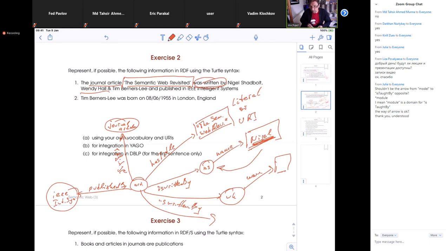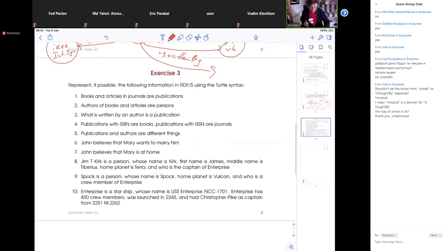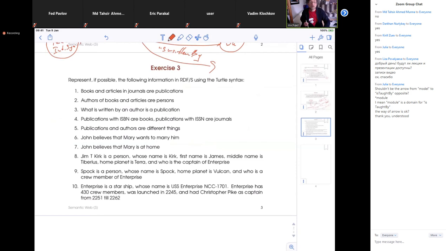So next time I'll publish my answers to these questions for your reference. But maybe next time we should have a look at exercise 3, because here there are some examples with statements about statements, like number 6. John believes that Mary wants to marry him. Or John believes that Mary is at home. And some temporal information here. Okay, so we'll start by considering this next time. And then next time we'll move on to the query language, SPARQL.